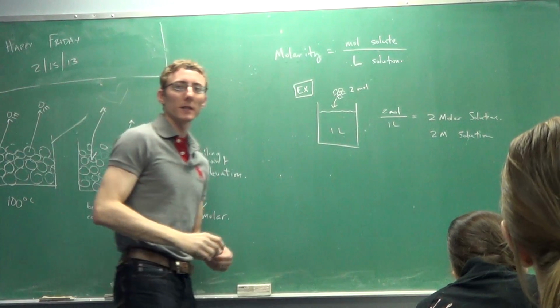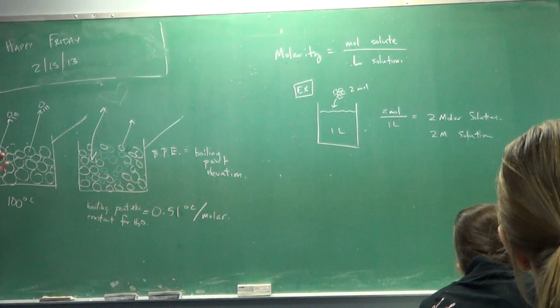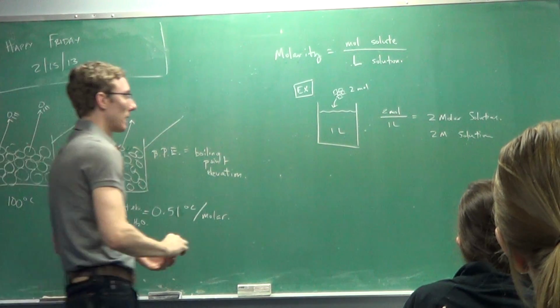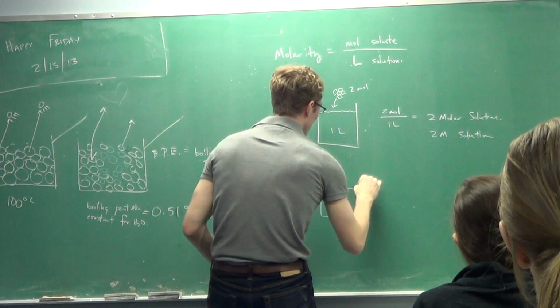Why is it 2 molar? Because there's 2 moles per liter. Anytime you see molar, it's telling you how many moles per liter there are. Another example. This one's going to be a little more mathematically intricate, but so what?